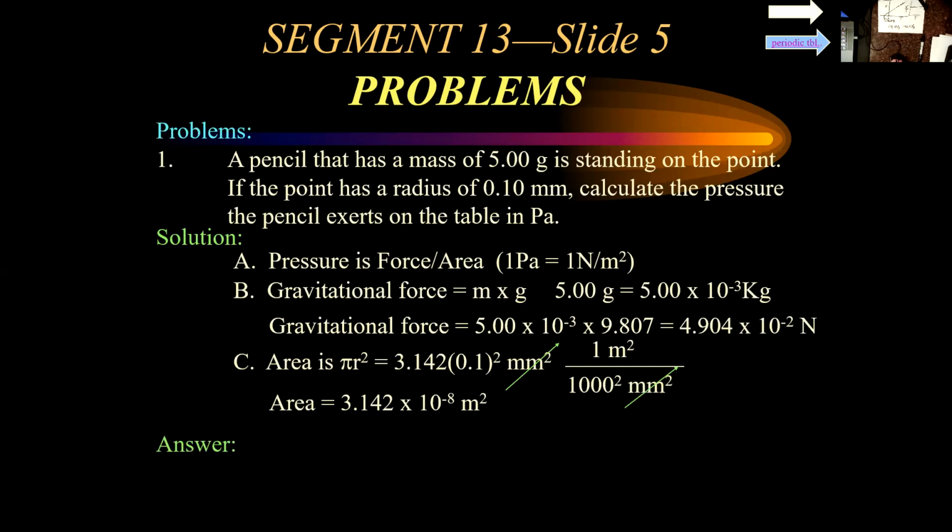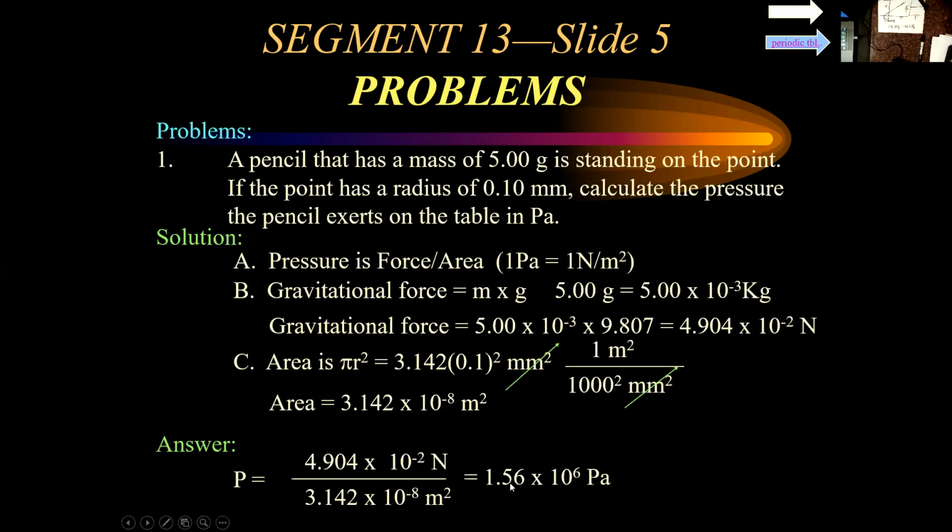Okay, so the pressure is going to be that many newtons, we calculated up here, divided by that many meters squared. And it's 1.56 times 10 to the 6 pascals. That's 229 pounds per square inch. So that's a pretty hefty pressure that pencil is exerting if it's just standing upright on the point.